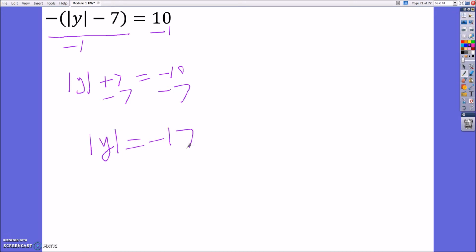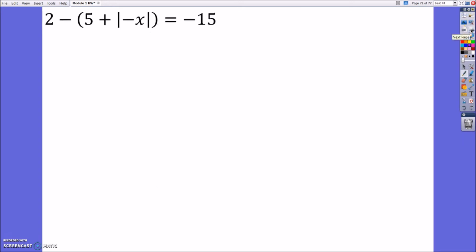Now right here I want to take a second to explain something. If you look at the absolute value of a number, we're talking about distance, and distance always needs to be positive. So looking at this is saying the absolute value of a number is going to equal negative 17. Well, that would actually be no solution, because you can't take an absolute value of a number and get a negative answer. So your answer here would be no solution.